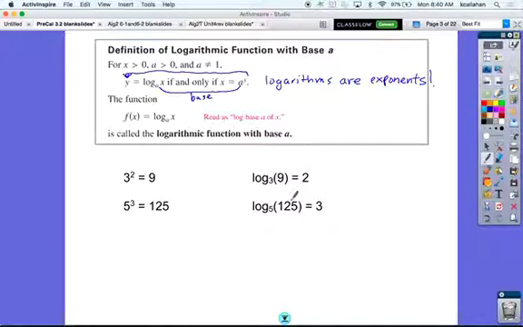I mean, it's visual for me, this statement. 5 to the third equals 125, so log base 5 of 125 equals 3. Basically, it's asking, what exponent would you raise the base to, to get the thing that's inside the logarithm?